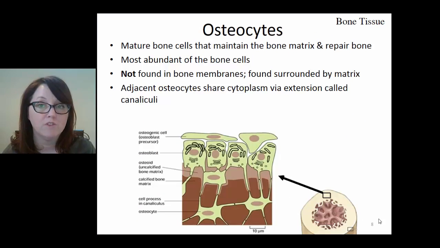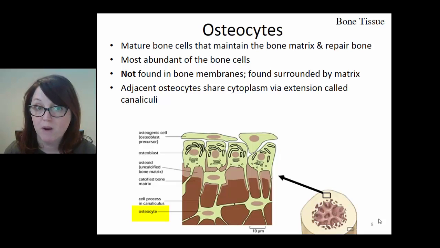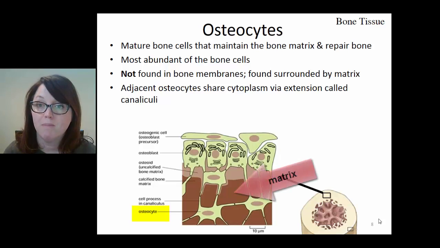Let's first take a look at the osteocytes. These are the most abundant of the bone cells. Osteocytes are considered to be mature bone cells, and it's their job to maintain bone matrix and repair bone. They're not found in the membranes of bones like the other bone cell types. They're found surrounded by matrix.